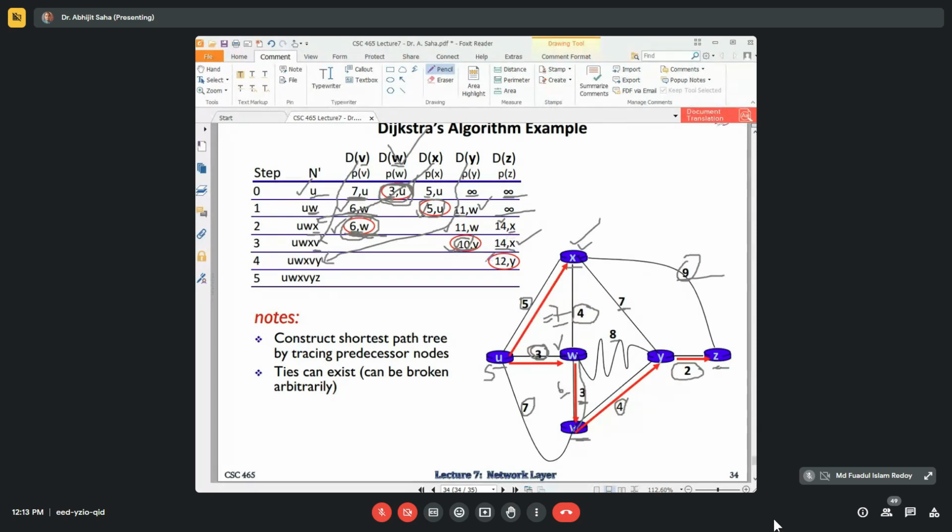So we are updating it. It's going to be updated. So I'm writing the 12 as dz. And from where I came to z? From y. So y is my pz. Okay, so in this row we have only one value, so we are going to take z. So that's how we have finished all the nodes available in the graph.